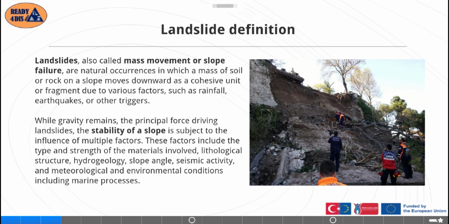Although gravity is the main driving force, the stability of a slope depends on many factors such as the type and strength of the material, lithological structure, hydrogeological conditions, slope angle, seismic activity, and meteorological conditions. Therefore, the stability of a slope is a dynamic state of balance shaped by the interaction of different natural processes.